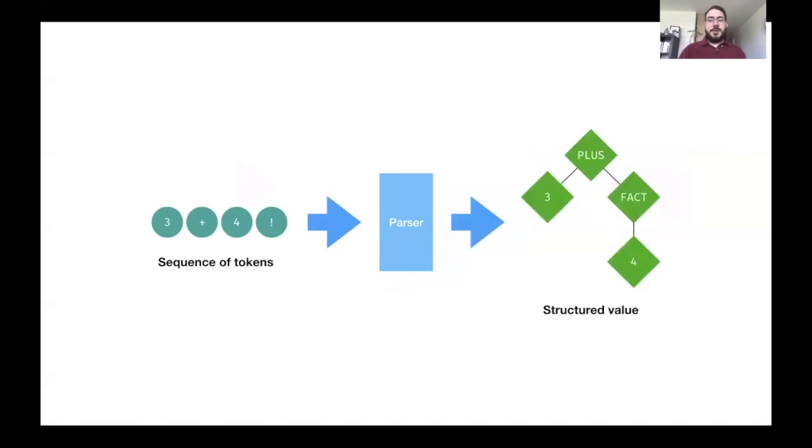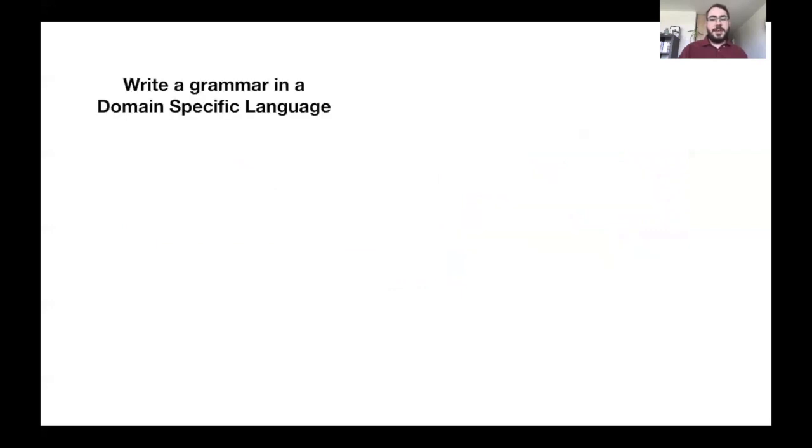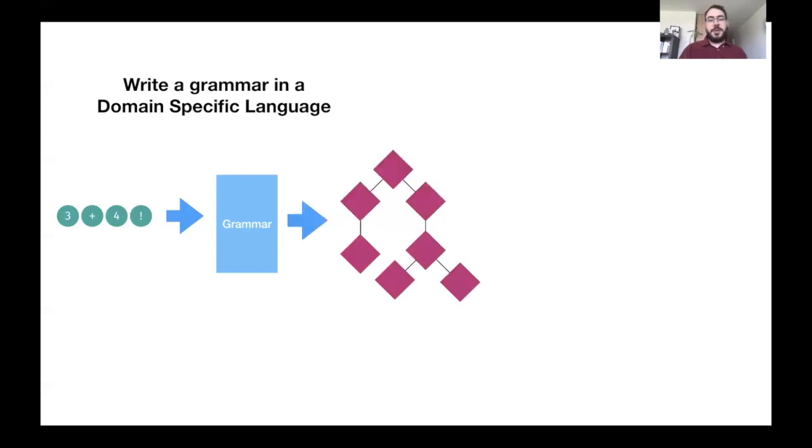The goal of a parser is to turn a sequence of tokens into a structured value, such as an abstract syntax tree. The way they used to have to do this is to write a grammar, and then an algorithm would take this grammar and this sequence of tokens, and produce a parse tree.